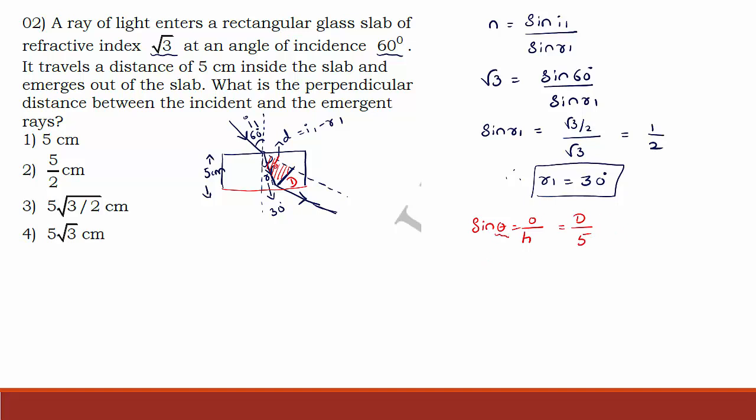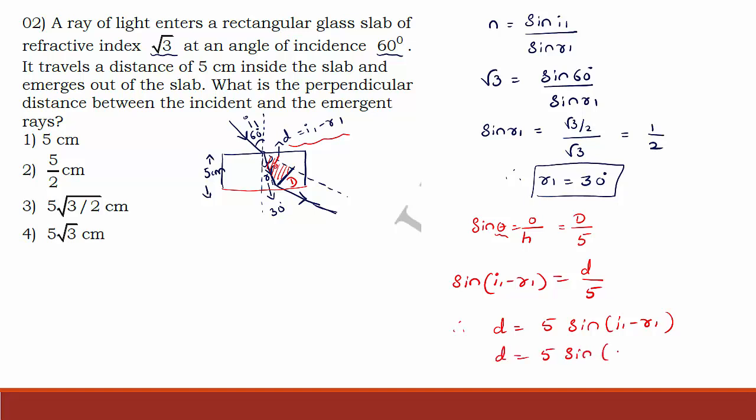But what is the value of theta? Theta means I1 minus R1, so sin of (I1 minus R1) equals D divided by phi. Or we can write D equals phi multiplied by sin of (I1 minus R1). Substituting the values, D equals phi into sin of (60 degrees minus 30 degrees). 60 minus 30 will be 30. Sin 30 is 1 by 2, so we will get phi into 1 by 2, which is 5 by 2.